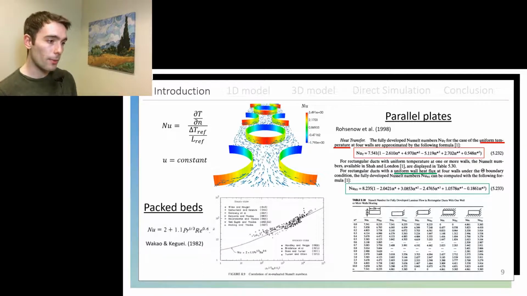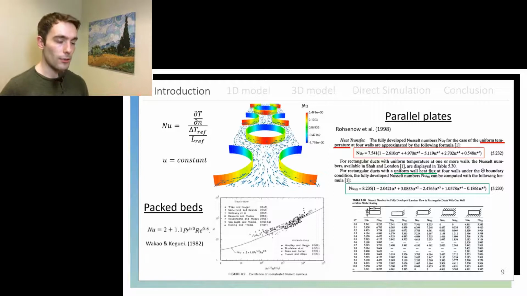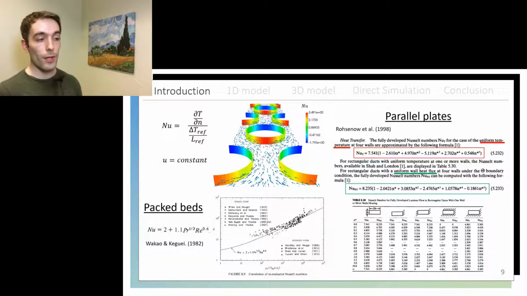I show you here two examples too, one for randomly packed beds of particles. Wakao and Kaguei, in their book, compile several of these correlations for the Nusselt number for different kinds of packed beds, and they fitted a function through them to get a unified expression for the correlation of the Nusselt number for these packed beds.